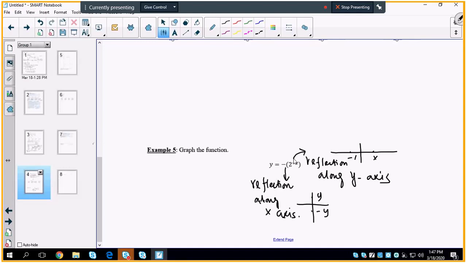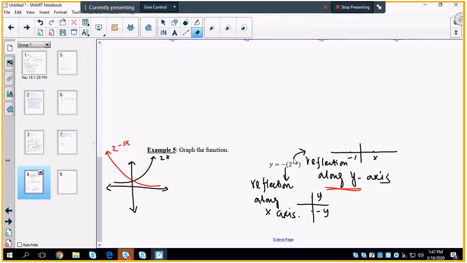Think about the graph of 2 to the power x to start with, because 2 is the base. So this is the graph of 2 to the power x. First, I want to reflect it along the y-axis to get the graph of 2 to the power negative x. So that should be my picture. This is 2 to the power negative x. I said negative 1x, but if it is confusing, then you can just say 2 to the power negative x.